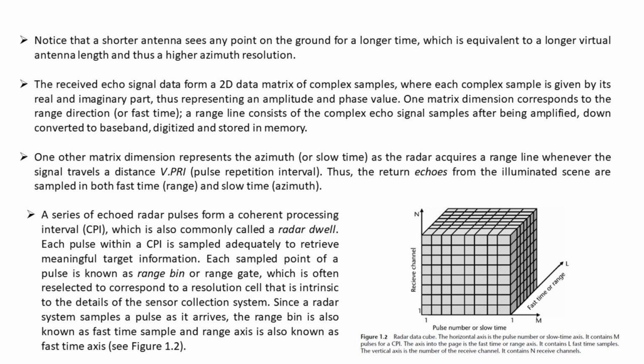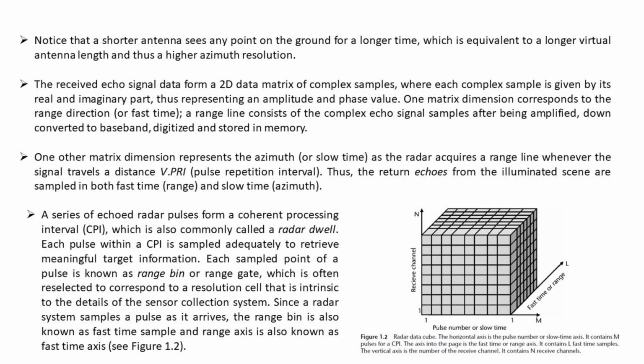The received echo signal data form a 2D data matrix of complex samples, where each complex sample is given by its real and imaginary part, thus representing an amplitude and phase value. One matrix dimension corresponds to the range direction, or fast time.